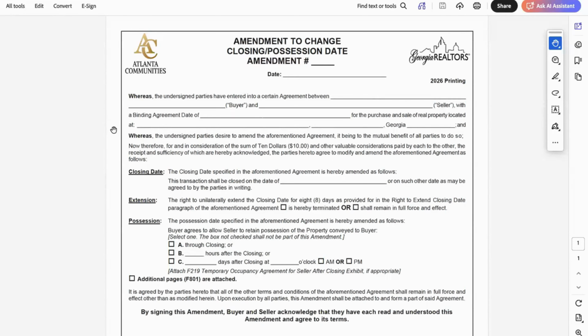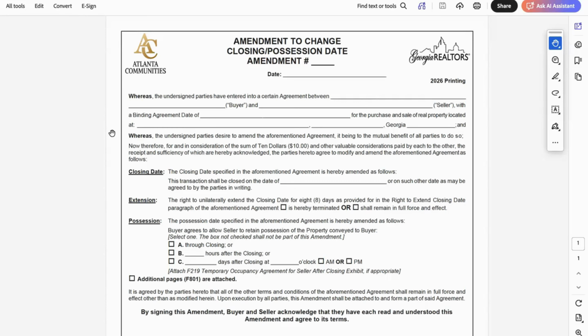Whereas the undersigned parties desire to amend this agreement. This explains that the buyer and the seller mutually agreed to change the contract. The amendment benefits both parties. In simple terms, both buyer and seller agreed to modify the contract.